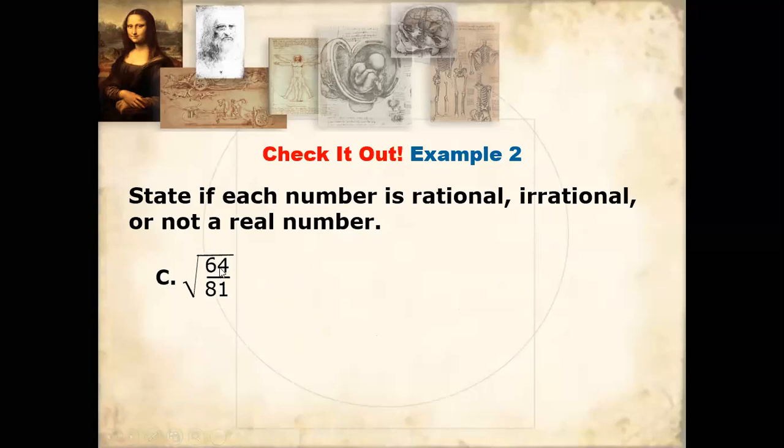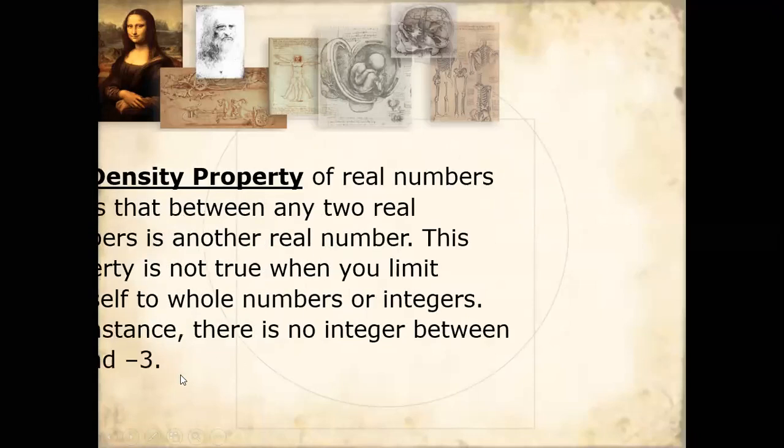Repeat it: the square root of 64 over 81. The square root of 64 will be 8, right? And the square root of 81 will be 9. So this one, 64 over 81, is 8 over 9. Then we find the answer, which is 8 over 9. So this one is a rational number.